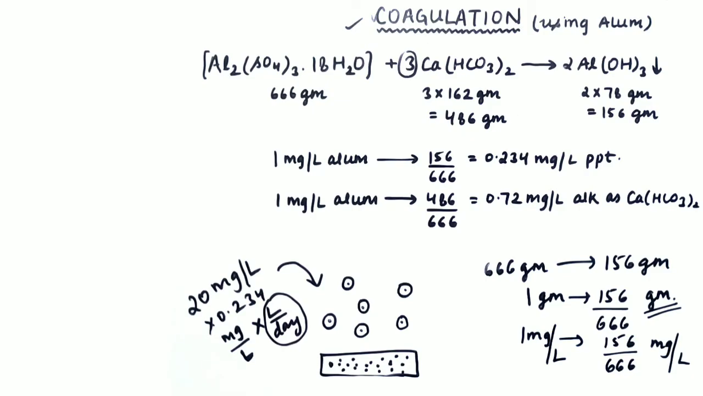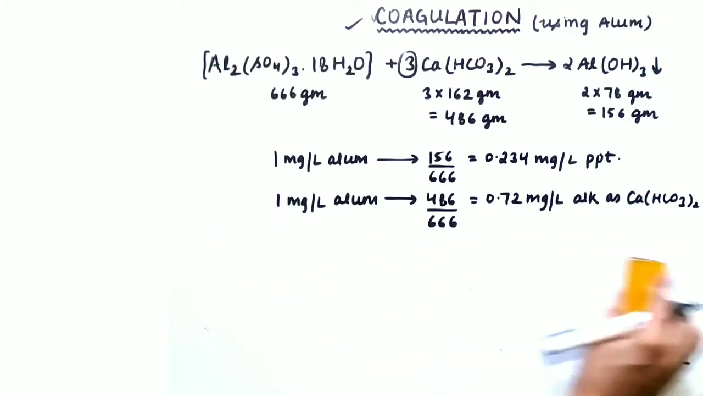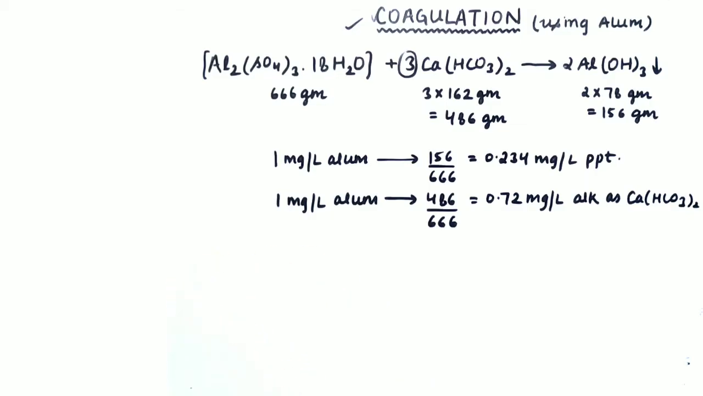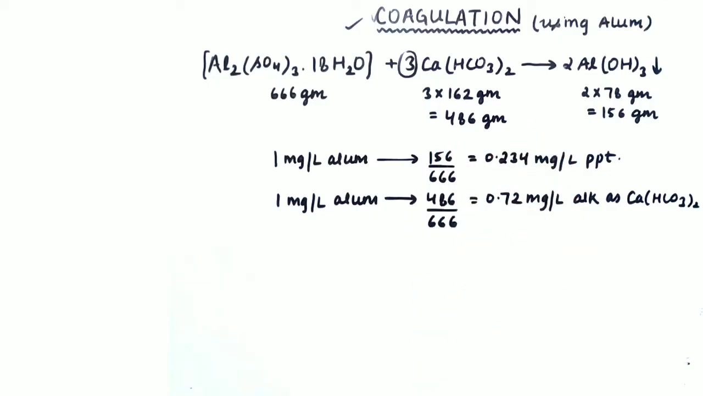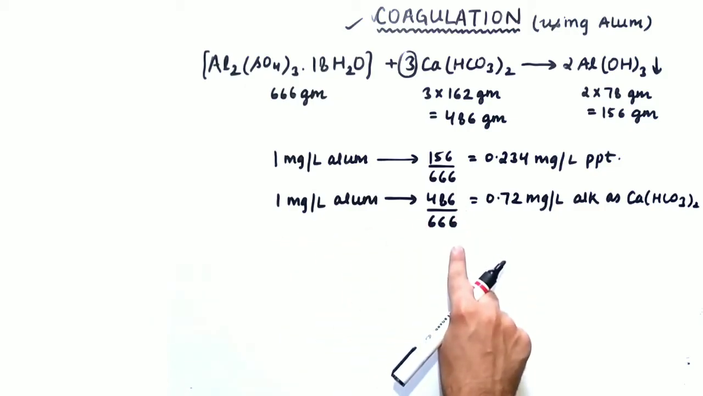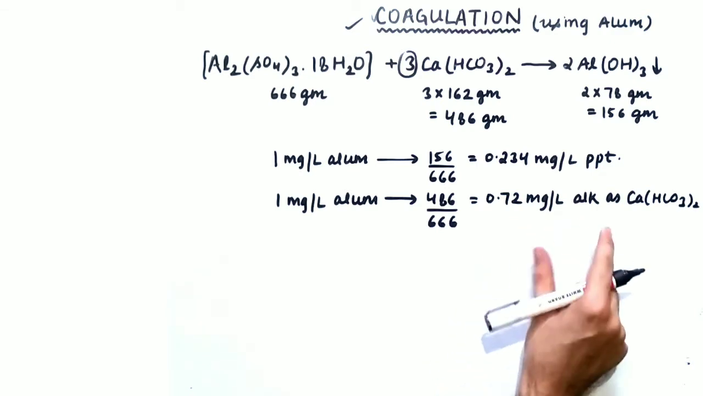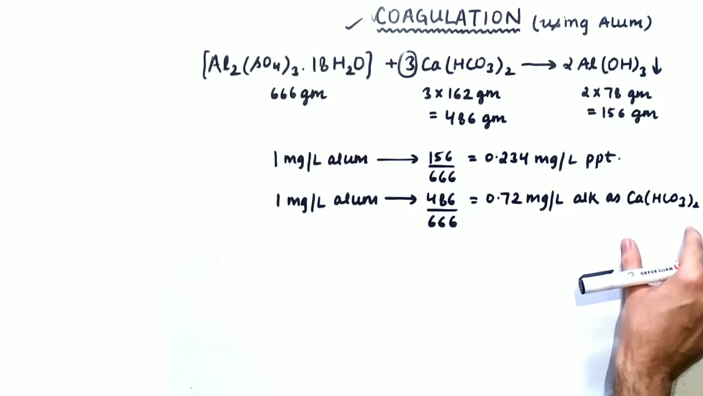I hope this point is clear to you. Now similarly, apart from the precipitate part, another question that the examiner can ask you is about the alkalinity. Now see, 666 gram of alum requires 486 gram of alkalinity. Definitely it can be seen from the equation. So 1 milligram per liter of alum will require 486 divided by 666, that means 0.72 milligram per liter of alkalinity. But this alkalinity is in terms of Ca(HCO3)2.